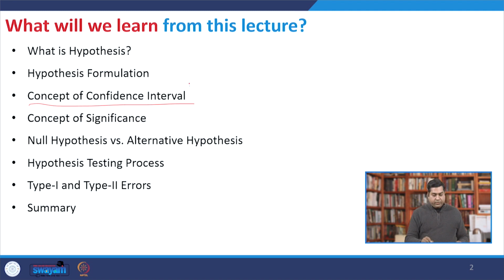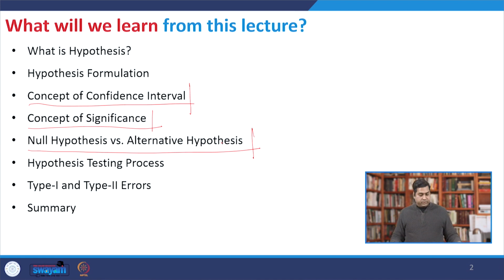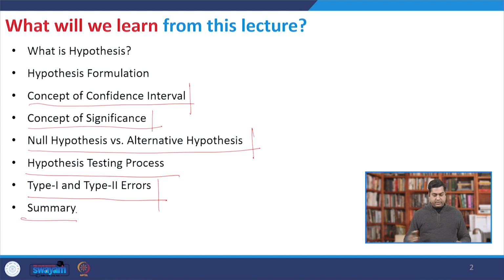the concept of confidence interval, the concept of significance level, and also something very important that many a time we use, like null hypothesis and alternative hypothesis. Also, I will show you in a very brief manner the hypothesis testing process, and then another important aspect about the type 1 and type 2 errors of hypothesis testing, and then we summarize our understanding.